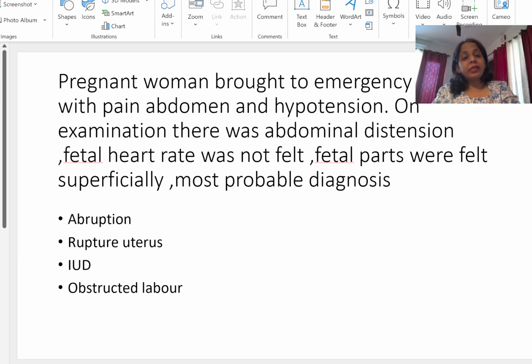Then last is obstructed labor. Obstructed labor has signs and symptoms of dehydration, the mother gets exhausted, and the vagina is dry. There are no such symptoms or signs here, so it is not obstructed labor. Okay, so let us see what the next question is.